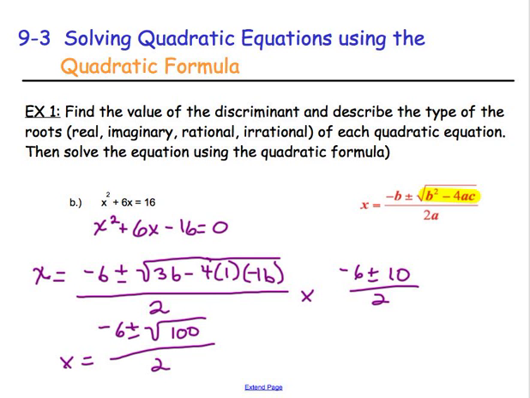So the 2 answers come from separating this out. It'll be -6 plus 10, which is 4 over 2. So that's 2. And then it's -6 minus 10, which would be -16 over 2, which is -8. So we did get those two answers. I think factoring would have been faster, but sometimes you cannot factor, so this would be our answer.